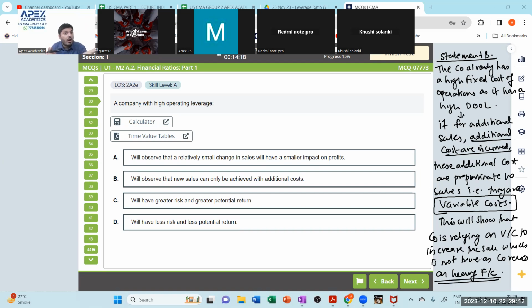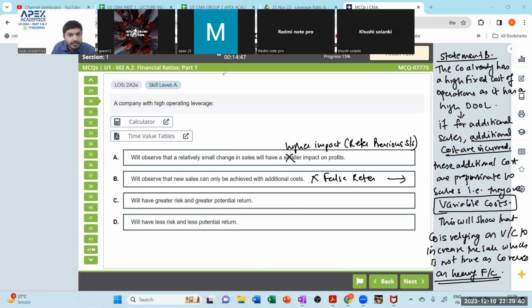ये तो झूठ है मिलॉर्ड, ये तो झूठ है. Why is this false? Refer this. It will have not a smaller, it will have a higher impact. Refer previous screenshot. Correct? We'll have greater risk and greater potential return.